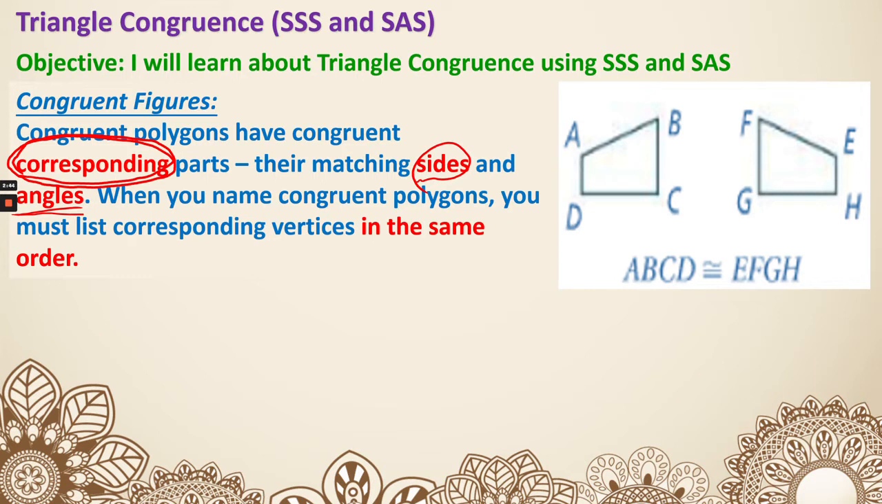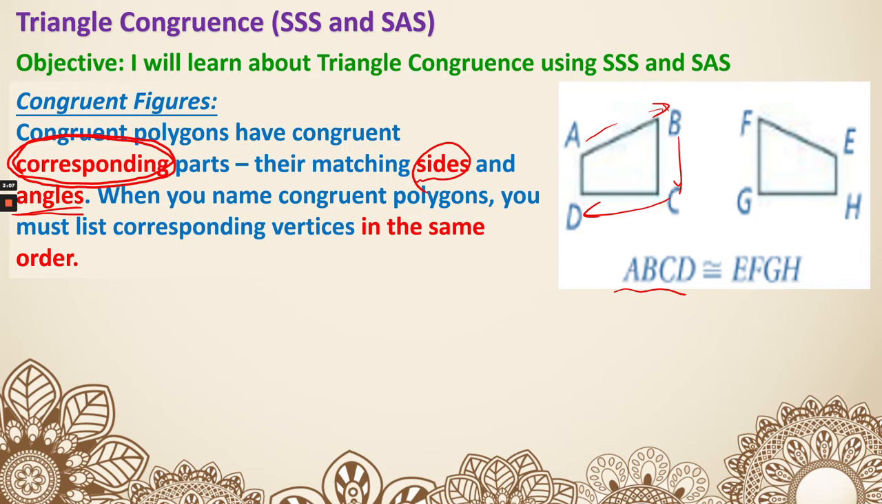Inside a triangle, it will be 3 sides and 3 angles. When you name congruent polygons, you must list corresponding vertices. Vertices is the plural form of vertex. You need to name the corresponding vertices in the same order. So for example, this graph on the right side: A, B, and then C, D. So it's not just alphabetical order.